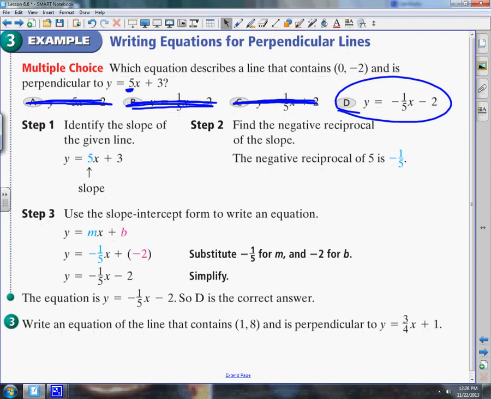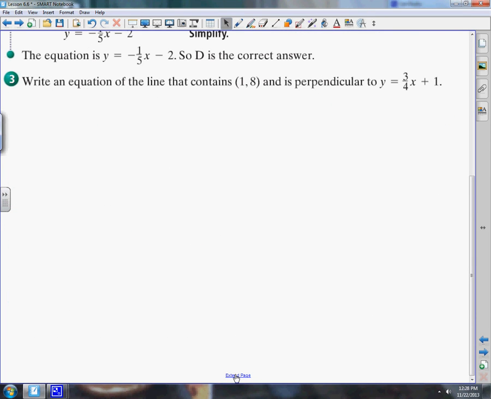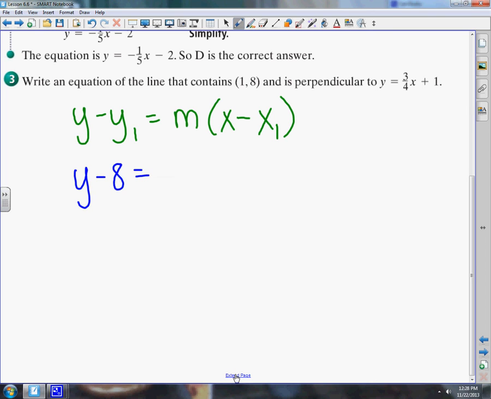Okay, so try one on your own. Write an equation of the line that contains (1, 8) and is perpendicular to y equals 3/4 x plus 1. So you're going to use point slope. You're going to do y minus y1 equals m times x minus x1. Now y minus 8 equals, now this is 3/4, so I'm going to flip that around to be 4/3 and I'm going to make it negative because I want the negative reciprocal, and then x minus 1.